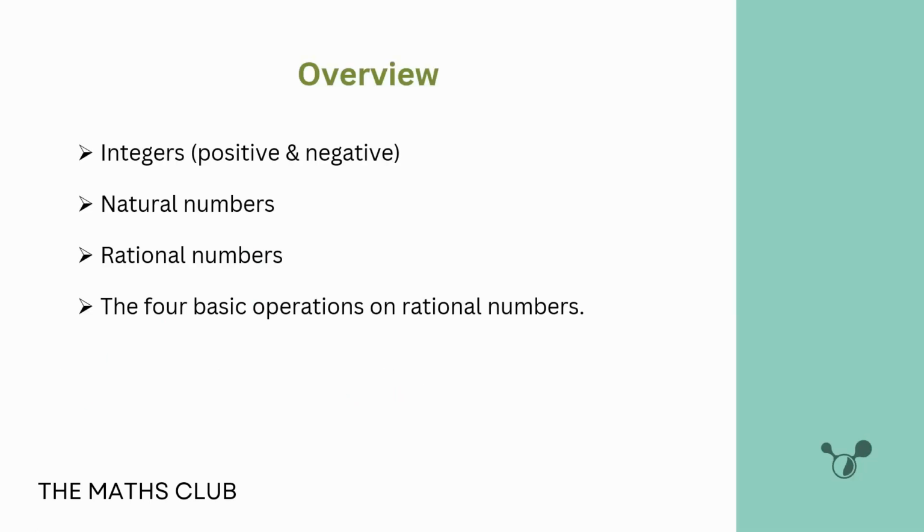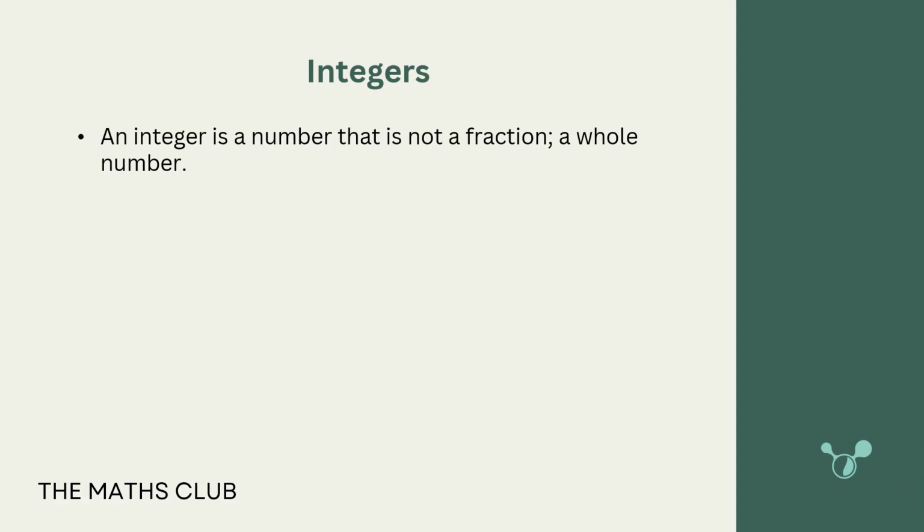We're going to be looking at integers, positive and negative integers, natural numbers, rational numbers, and the 4 basic operations on rational numbers. For integers, what are integers? Integers are like whole numbers. So the number that you see when you see minus 5 is a whole number. When you see 1, 3, 20,000, those are whole numbers. So any whole number, whether positive or negative, is an integer.